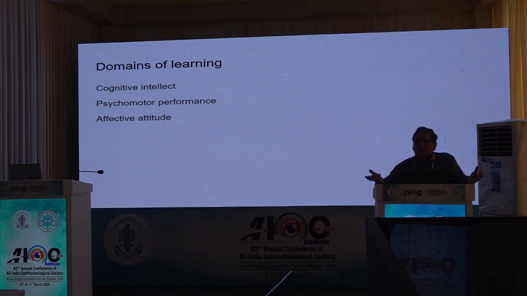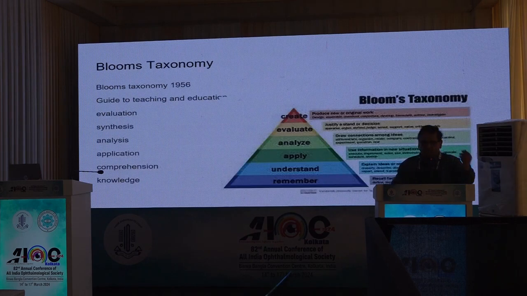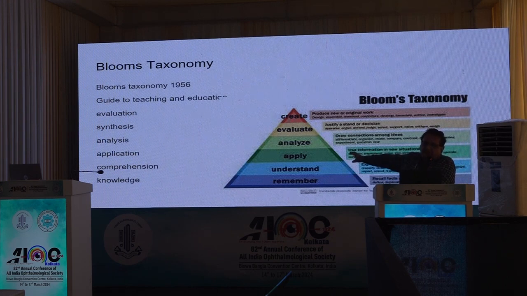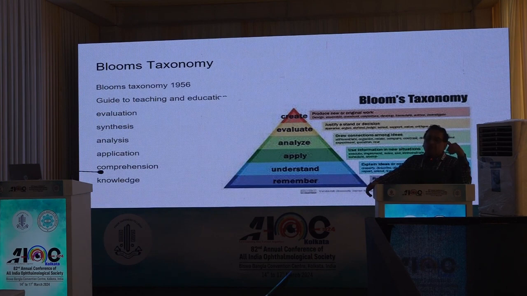So there is an affective domain that gets modified, and then of course it becomes a behavior. That is your psychomotor performance. So there was something called Bloom's taxonomy. This was given in 1956, and what it said was, you need knowledge first of all, and then you need to comprehend that knowledge, understand it, then you need to apply it, then you need to analyze how it was applied, then you create further knowledge, and then you evaluate it.